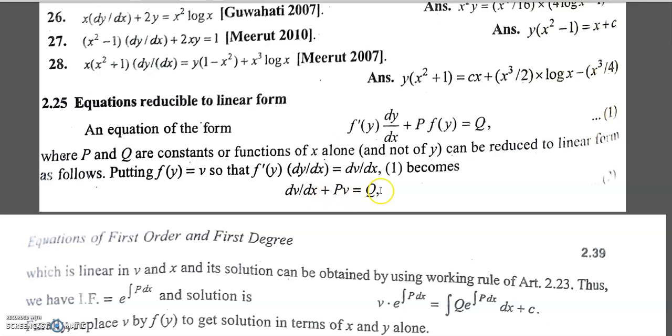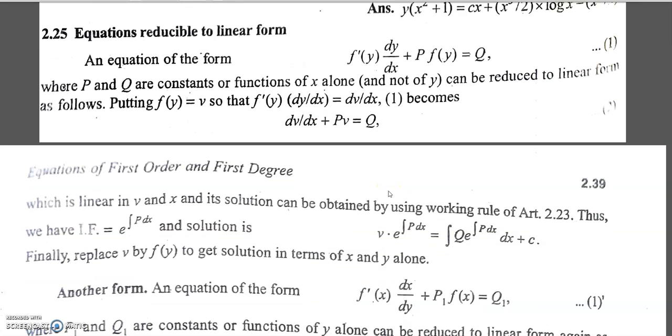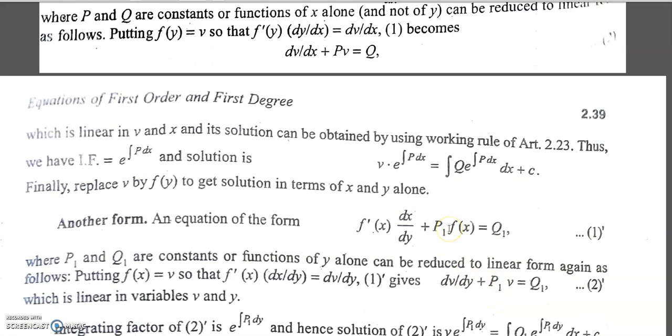Now this is in the linear differential equation form, whose integrating factor is e to the power integral of P dx. So now equation 2 can be written as v times the integrating factor equal to the integral of Q times the integrating factor plus C. Understood? Now if in another form, the equation is of the form f'(x) dx/dy, earlier it was f'(y) dy/dx. Now if the form is f'(x) dx/dy + P1 f(x) = Q1, where P1 and Q1 are constants or functions of y alone.